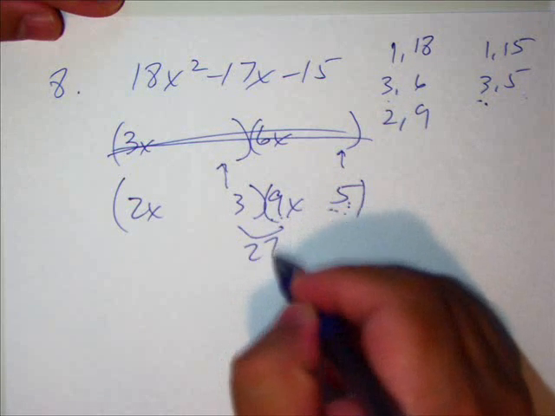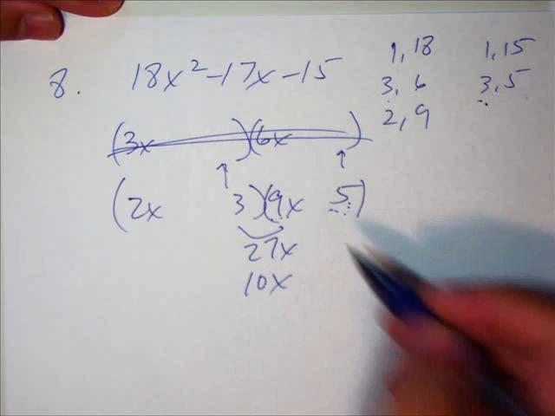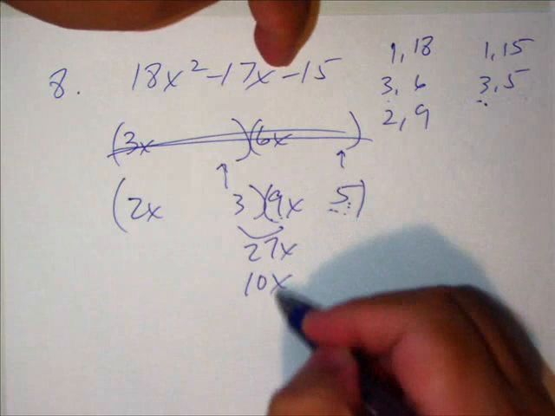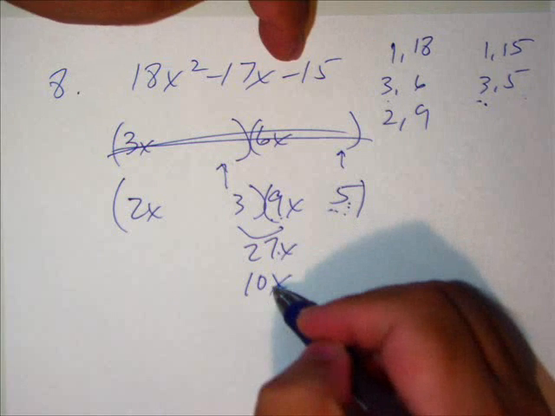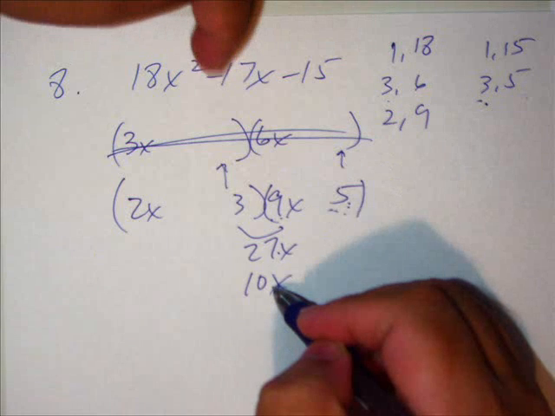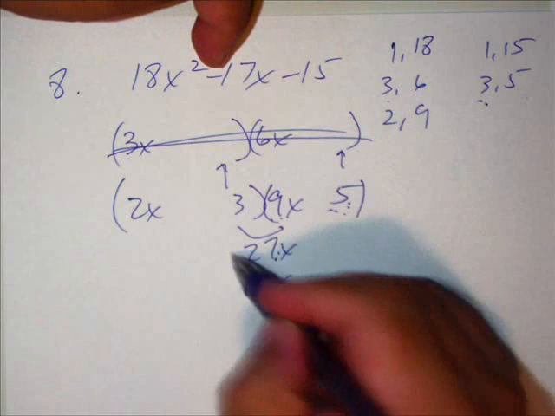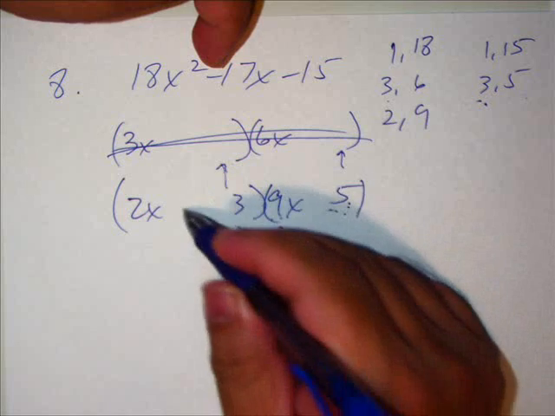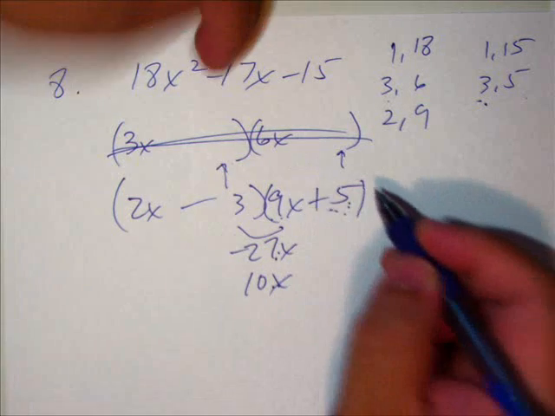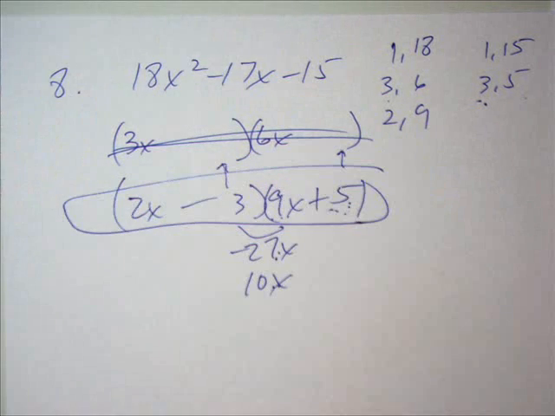We got 27x, 10x. They have to subtract to make 17. Yep, 27 minus 10 is 17. We want the bigger one to have the same sign, so we want this 27 to be negative. That makes the minus 3, plus 5. There's the answer. Okay, that's it.